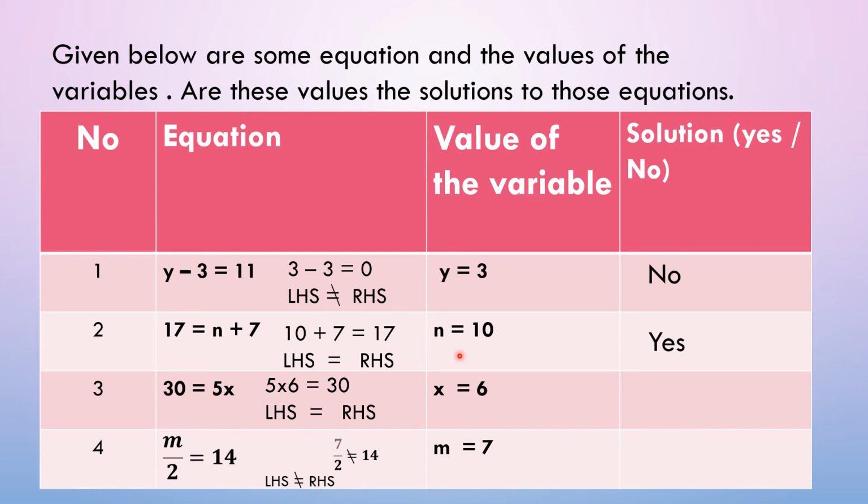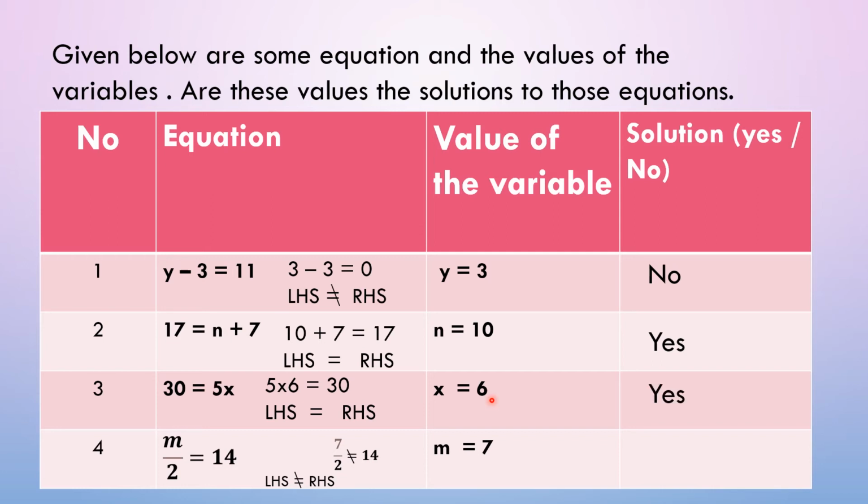Third one, 30 is equal to 5x. So what x value is given? 6. So on the RHS, see 5x. So in the place of x you have to put 6. So 5 sixes are what? 30. So LHS is equal to RHS. On both the sides we are getting the same value. So x is equal to 6 is the right solution. So yes.